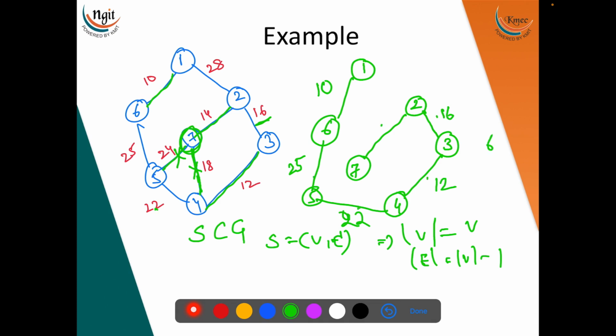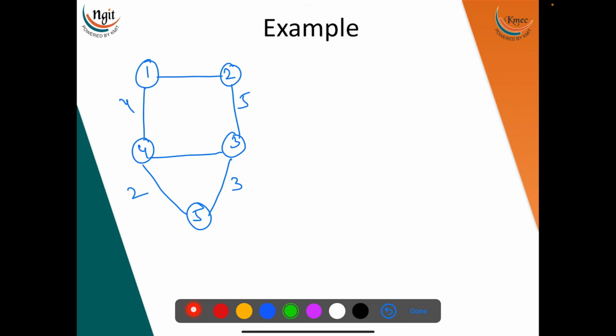So total 6 edges you have, and this is the minimum cost spanning tree. If you see this result, you can compare the same result with Prim's algorithm, and it seems to be similar. So using Kruskal's algorithm we find the solution. Now take one more example.